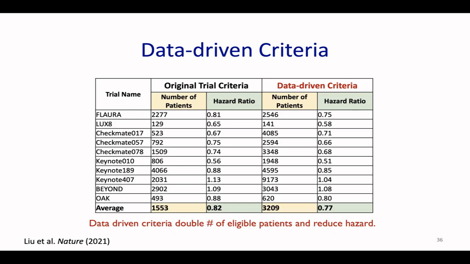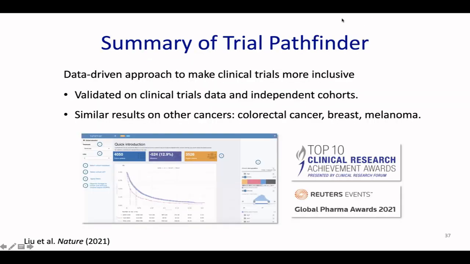Here you can see we compare the number of patients and also the hazard ratio between the original trial criteria and our data-driven criteria. You can see that the data-driven criteria can double the number of eligible patients while even reducing the hazards for the drug. I want to give a very quick summary here. With our Trial Pathfinder, we propose a data-driven approach to make clinical trials more inclusive.